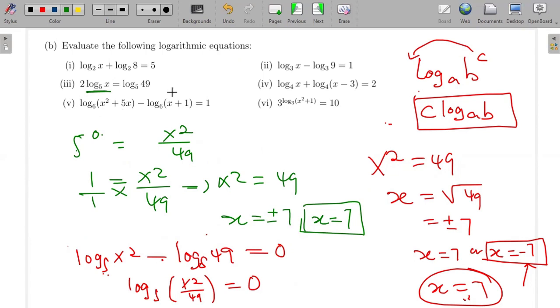Okay, if you just write it the way it is, not considering the k squared there. Okay, so the answer there is 7. So any questions there?